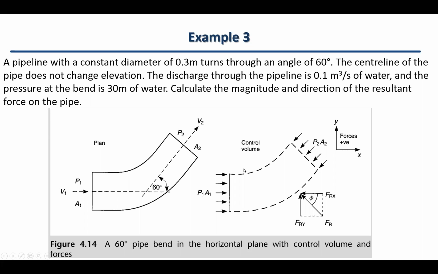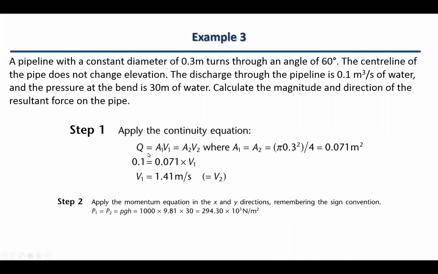First of all, we need to calculate the velocity, because the velocity is not given to us. We can use the continuity equation: Q = A1V1 = A2V2. Because the diameter is fixed, the cross-sectional areas A1 and A2 are equal. Pi times 0.3 squared over 4 is 0.071 square meters. So this is A1 and A2.